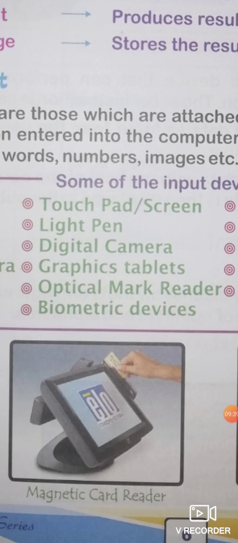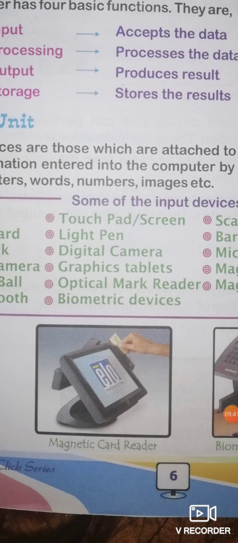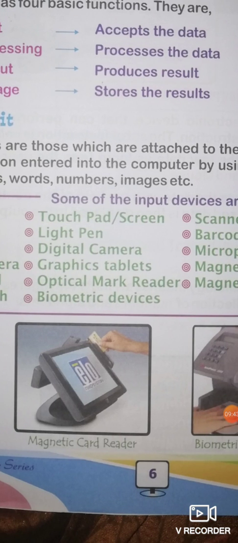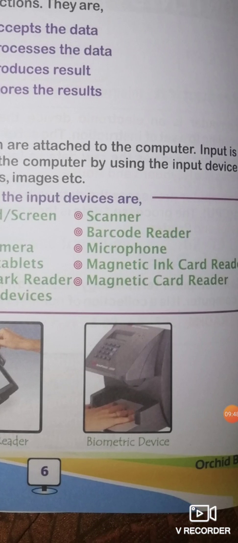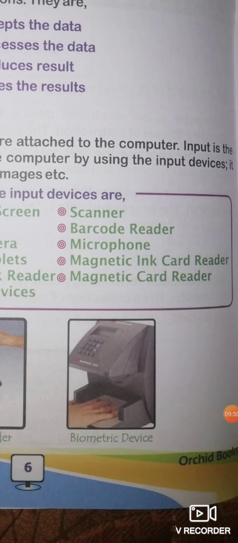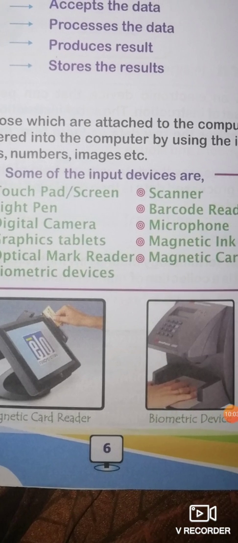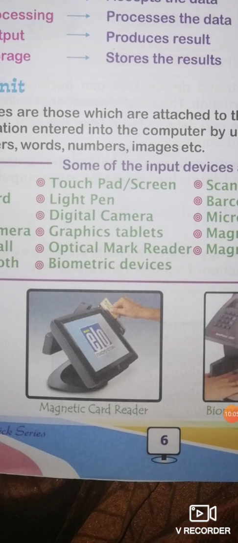graphics tablet, OMR sheet, that is the optical mark reader, biometric devices, scanner, barcode reader, which you can see in some kinds of shops, and then microphone, magnetic ink card reader and magnetic card reader. See here the pictures of the magnetic card reader. If you swipe your card, all the details will be displayed on the screen.